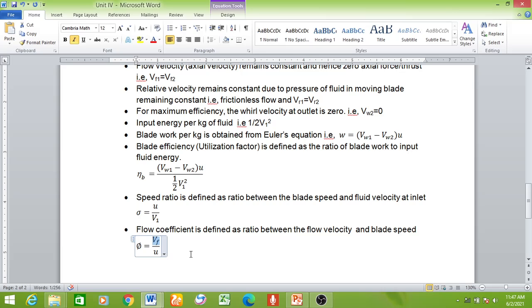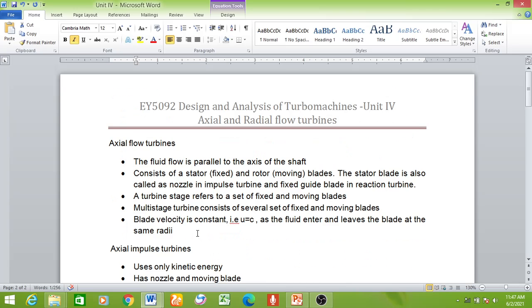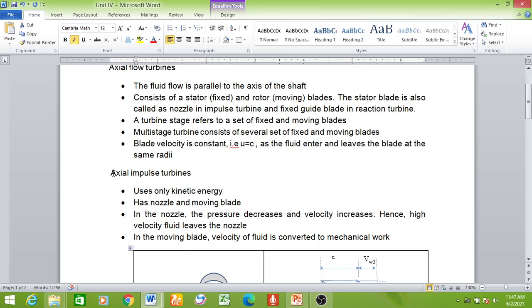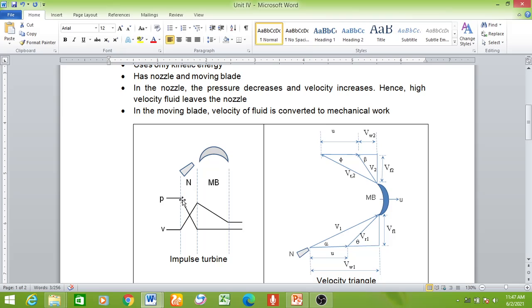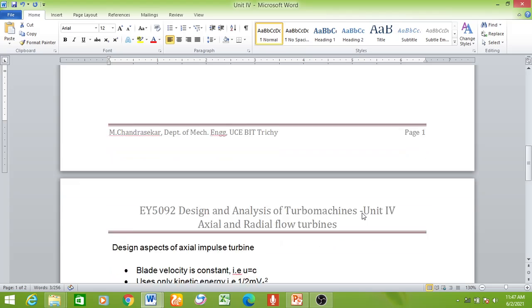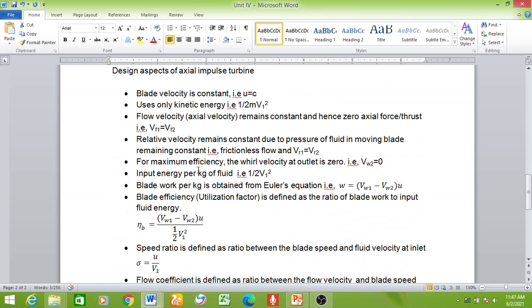So I will stop here. To sum up, today we have seen the fundamentals of an axial flow turbine, and the working principle of an impulse turbine. We have drawn how the pressure and velocity vary in the nozzle and moving blade, and where the velocity angles are: between the nozzle and the blade, and at the outlet of the blade. These things we have discussed, and the important design aspects. What are the design aspects we have to see? Blade velocity is constant because it is axial flow.